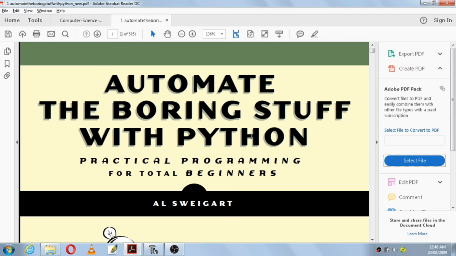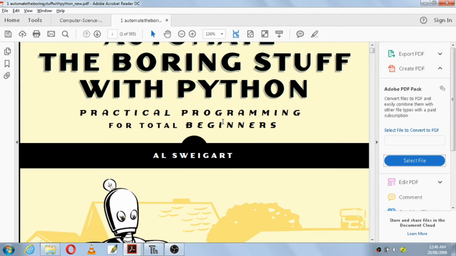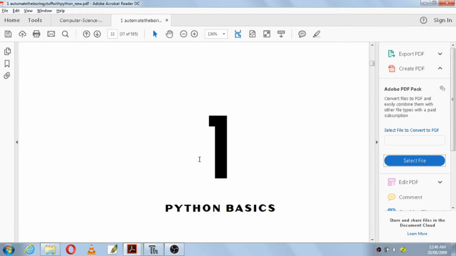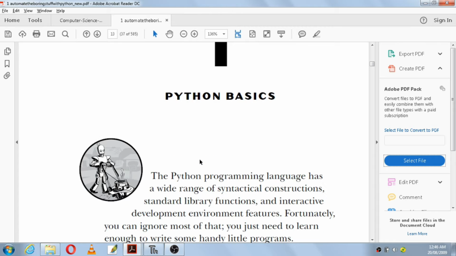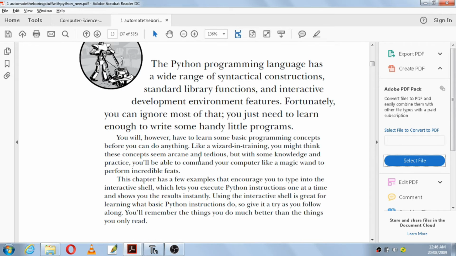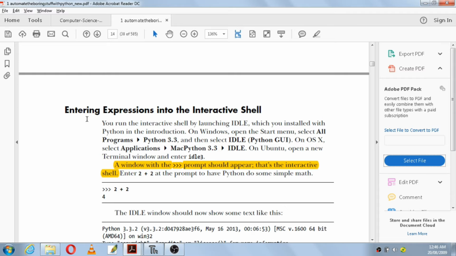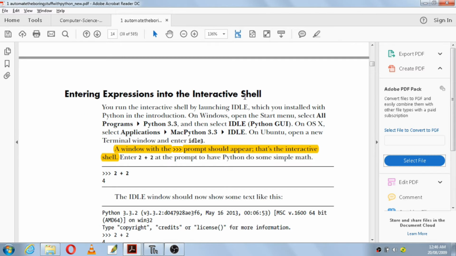Automate the Boring Stuff with Python, Practical Programming for Total Beginners by Al Sweigart. So we'll be starting with the first module, that is Python basics. An introduction to Python is given. We'll start with the first topic here, entering expressions into the interactive shell.